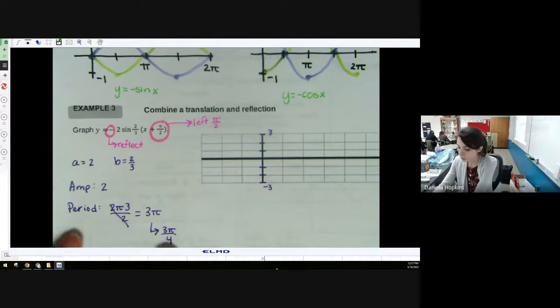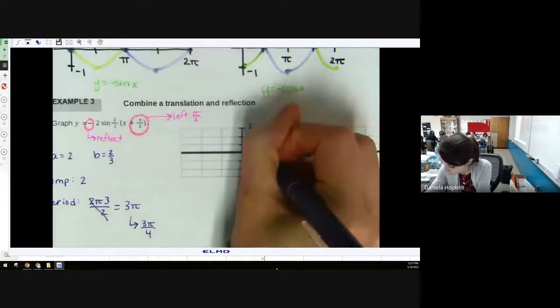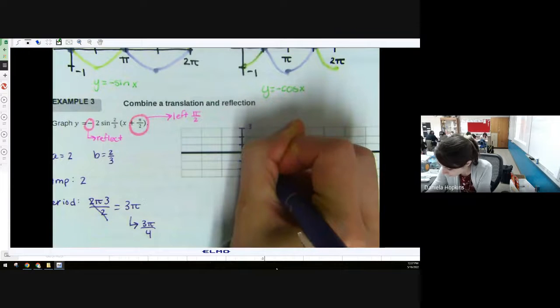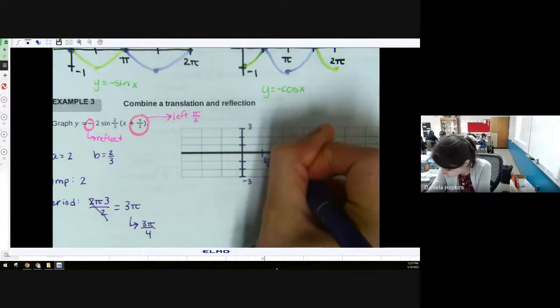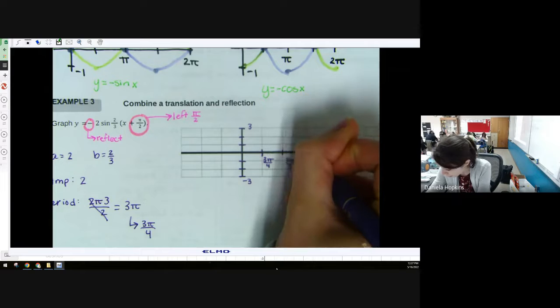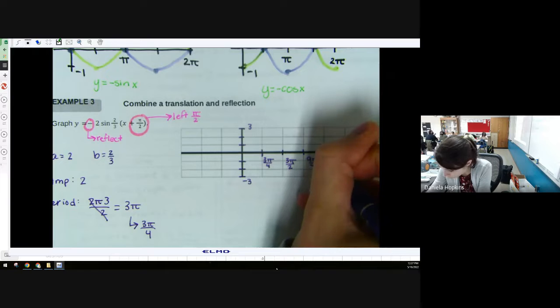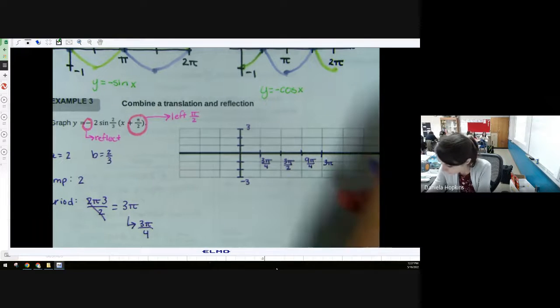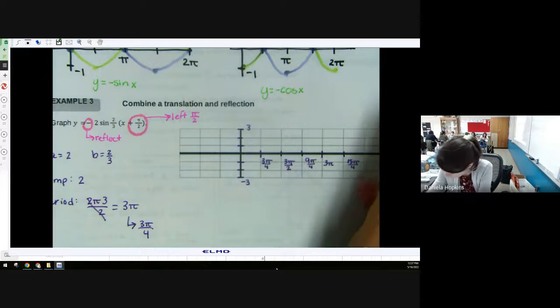Before I do that, though, I'm just going to label it. There is no left movement here. I'm just going to label it with these intervals. So this would be 3 pi over 4. This would be 6 pi over 4, which reduces to 3 pi over 2. This would be 9 pi over 4. And then this would be 12 pi over 4, which reduces to 3 pi. That's one full period. This would be 15 pi over 4. And then this one would be 18 pi over 4, which reduces to 9 pi over 2. And I'm not going to worry about that one.